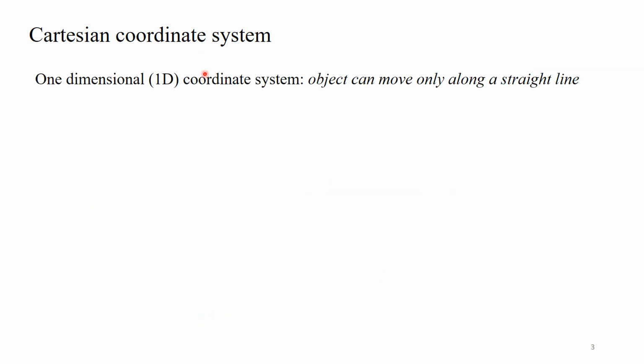Okay, so let's start with a simple Cartesian coordinate system, which is in one dimension. So we start with the 1D coordinate system. And what does the 1D coordinate system tell us? It tells us that whatever object is in the system, it can only move along a straight line. So the one dimension refers to a straight line on which this object is confined. The object cannot go outside the straight line. So this straight line is the single dimension, and this constitutes one-dimensional motion.